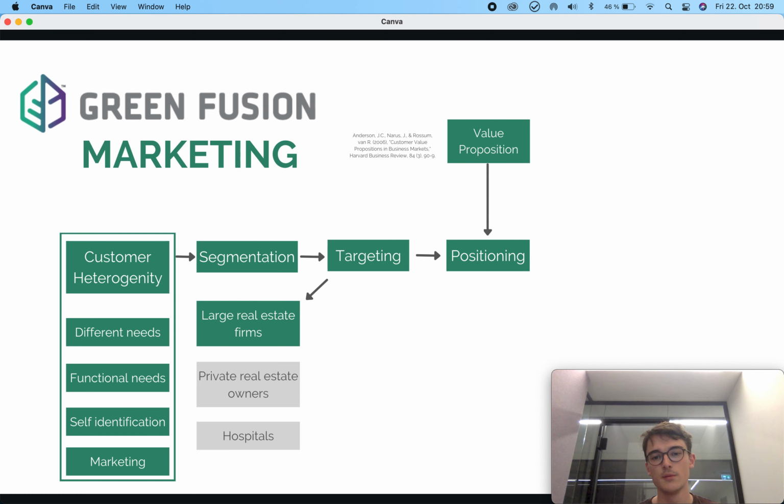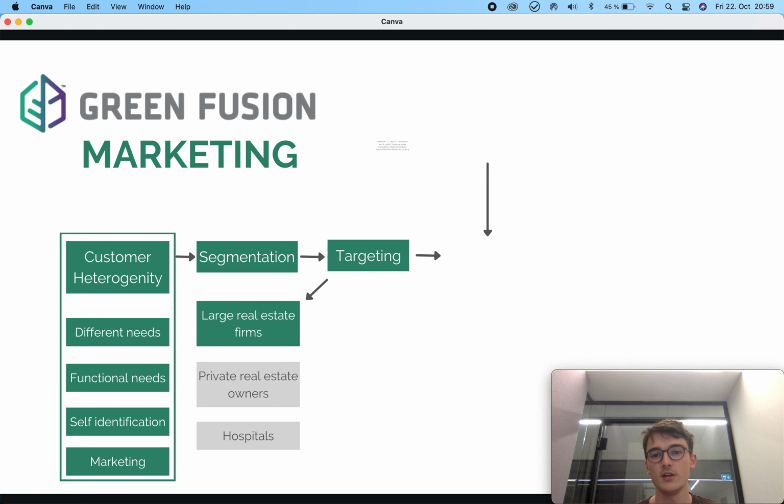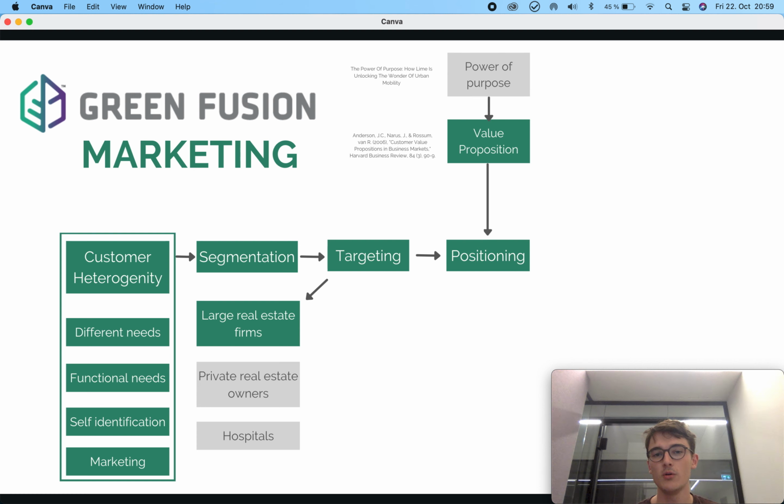So the positioning of the company, which is the step after targeting, can be made up by different subcategories, you could say. One of them is the value proposition, which the HBR article proves is really important because it helps the team as well as your customers identify with the company, going back to self-identification of the customer heterogeneity.